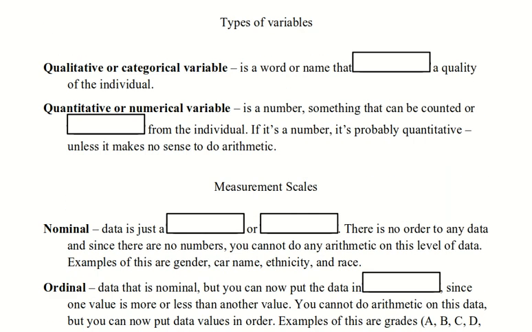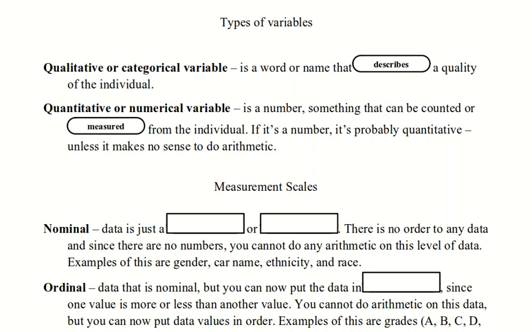So let's now talk about the types of variables. Qualitative or categorical variables. This is a name. It's a word that describes a quantity, or an individual. Quantitative or numerical variables is a number, something that can be counted or measured from the individual.